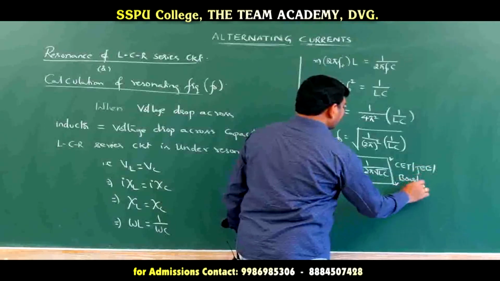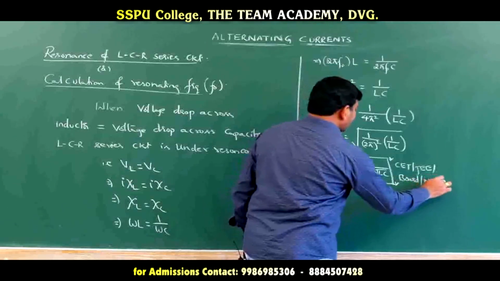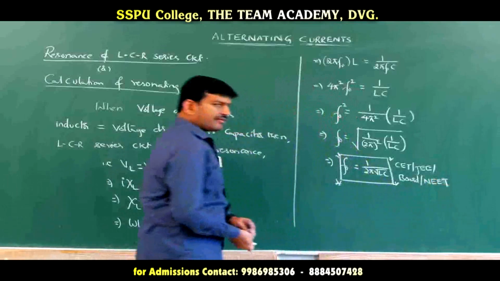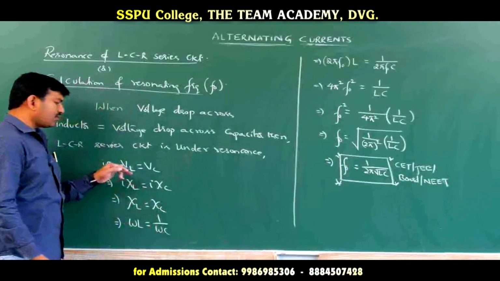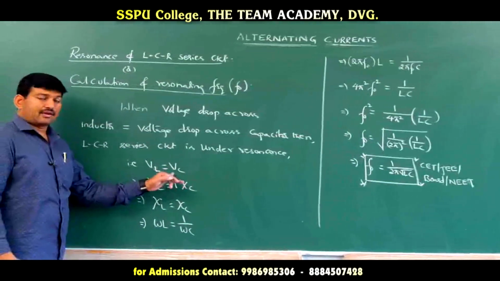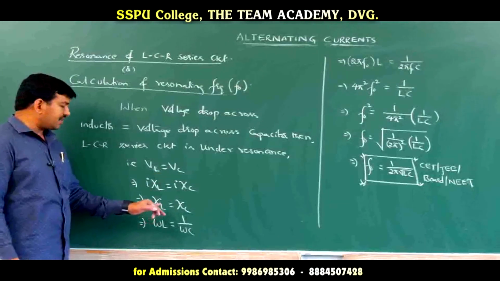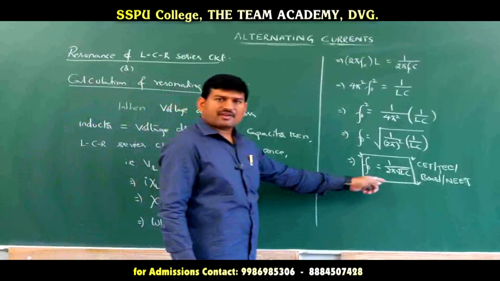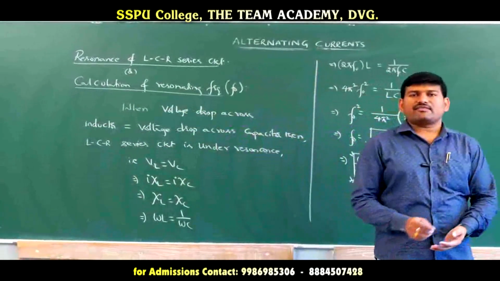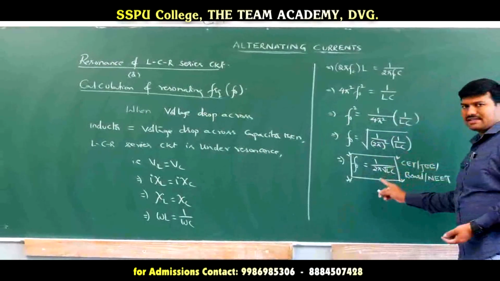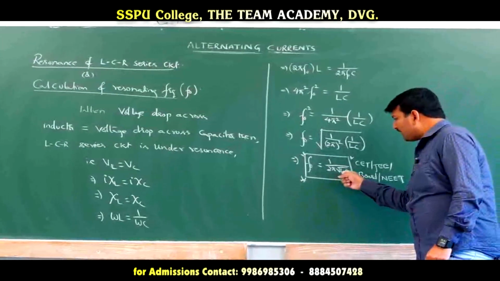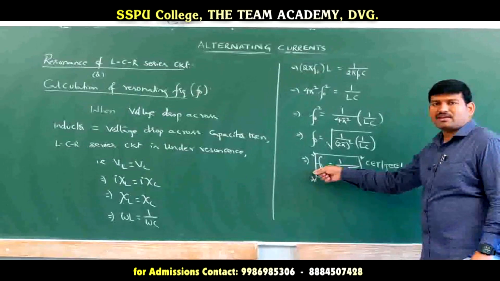So, when will we say that the LCR series circuit is under resonance? LCR series circuit is under resonance whenever the voltage drop across the inductor is equal to the voltage drop across the capacitor, or inductive reactance is equal to capacitive reactance. Under this condition, resonating frequency is given by the formula f naught is equal to 1 by 2 pi root LC. Very important formula. And now, by varying the value of L and C, we can change the resonating frequency.